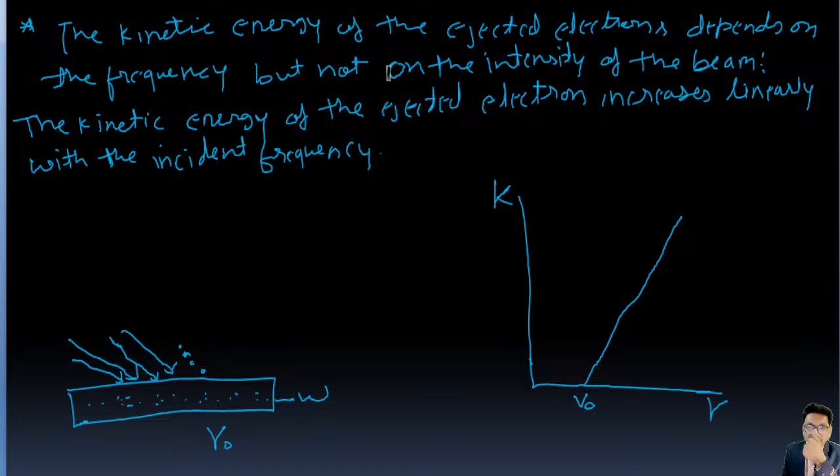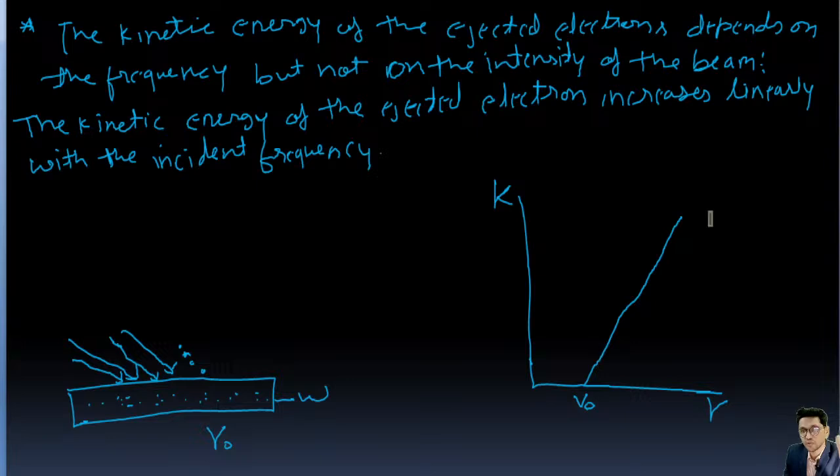Okay, the kinetic energy of the ejected electron depends on frequency, not on the intensity of light. So it means the kinetic energy of the ejected electron increases linearly with the incident frequency. This is the graph: kinetic energy of ejected electron versus frequency of radiation. If we draw the graph, it is going to be a straight line. This is a straight line, guys.